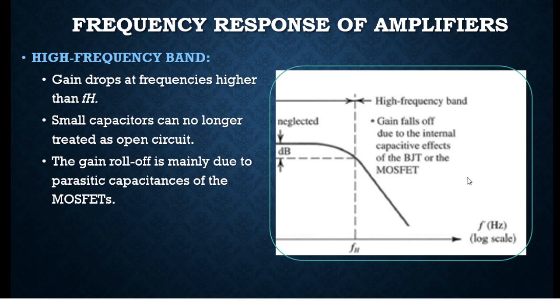So I hope by watching this video you would have understood clearly about the frequency response of amplifiers.